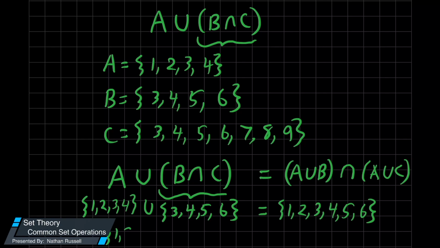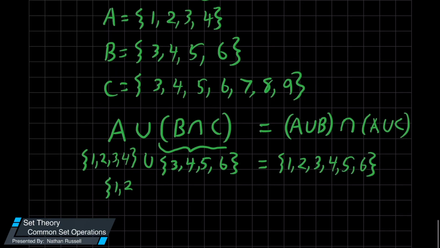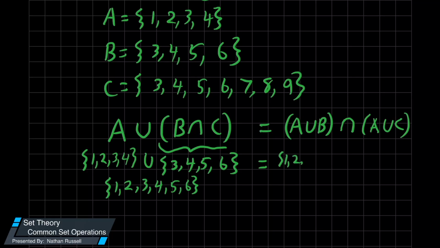Okay, so what I'm going to do is rewrite this down here, with 1, 2, 3, 4, 5, and 6. And I'll erase this, and we will actually compute this right-hand side the same way. So we'll have A union B. What is that? That would be the set of numbers 1, 2, 3, 4, and then we would add 5 and 6 to it.